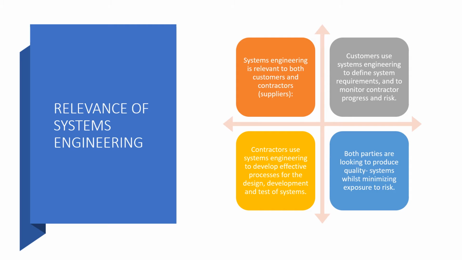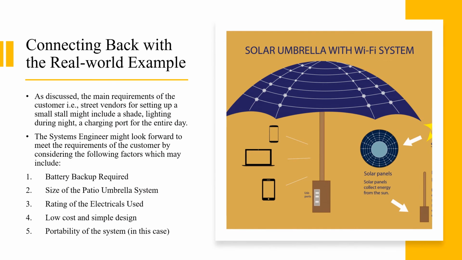Customers and contractors are the two important parties. Customers use system engineering to give their requirements and monitor contractors' progress and the risk, while the contractors use system engineering to develop an effective process for the design, development and test of systems. Both the parties, that is customers and contractors, are looking forward to producing a quality system. From this, we came to know that system engineering is relevant to both the customers and the contractors. Here I am going to explain how system engineering is relevant to both.